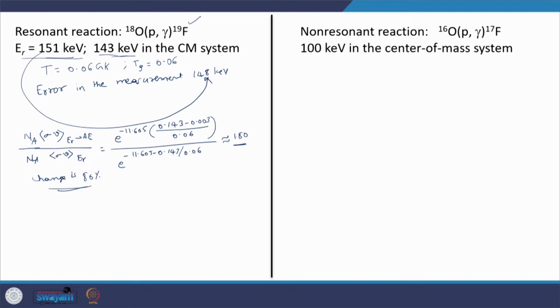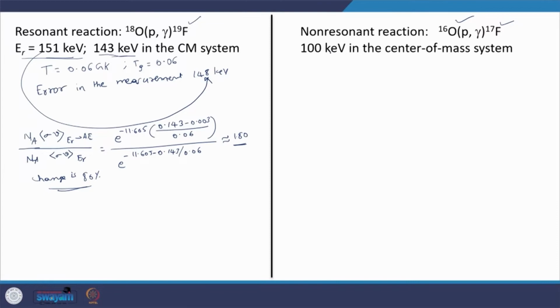Whenever I say resonant reaction is analyzed, one has to mention the energy of the resonant state, whereas in the case of non-resonant reaction, it is sufficient to mention the projectile energy, because non-resonant reactions in general happen with all incident projectile energies. All right.